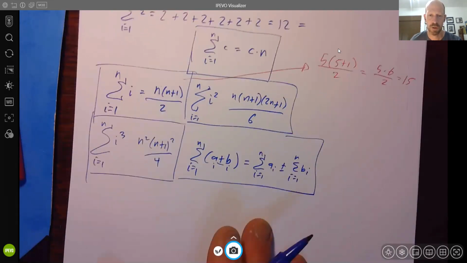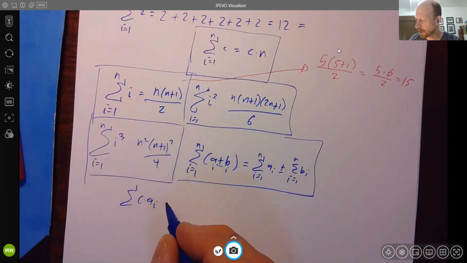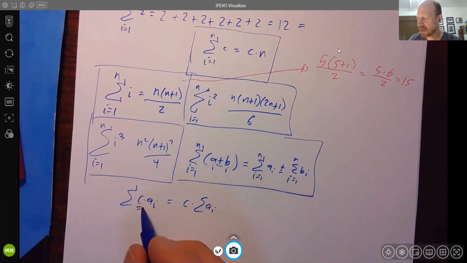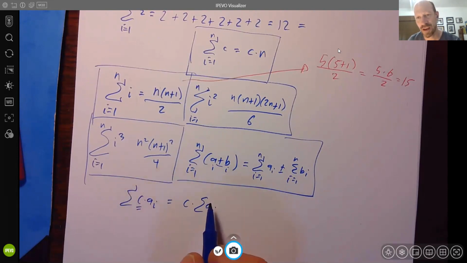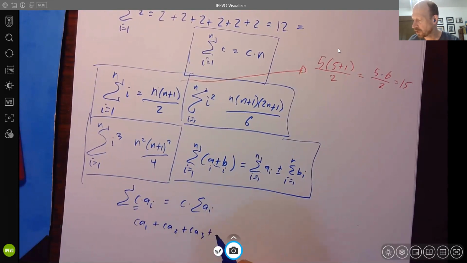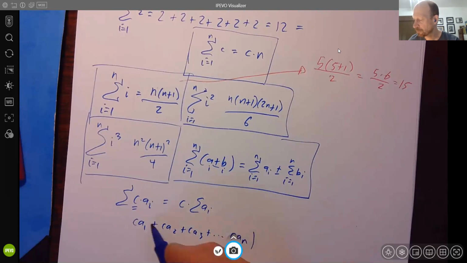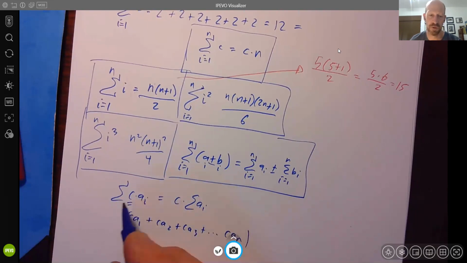And then finally, if I have a constant times a_i, that's going to be a constant times the sum. In other words, constants you can pull out in front and multiply after you add everything together. And again, if you write this out, you can see why that's true very quickly. This would be c a1 plus c a2 plus c a3 all the way up to c an. Well, there's a c with all of those, so I can just pull the c out in front and I get exactly this expression.